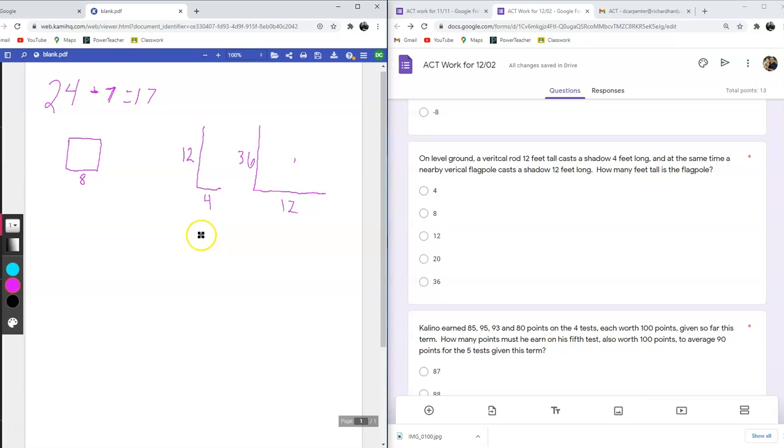Or you can set it up like a ratio. 12 over 4 is equal to, and we'll just pretend like we don't know that side, x over 12. So I have 144 is equal to 4x. Divide both sides by 4. And lo and behold, you get x is 36.